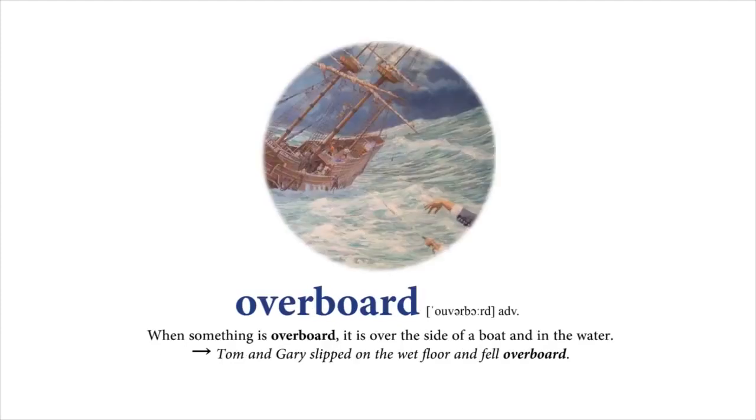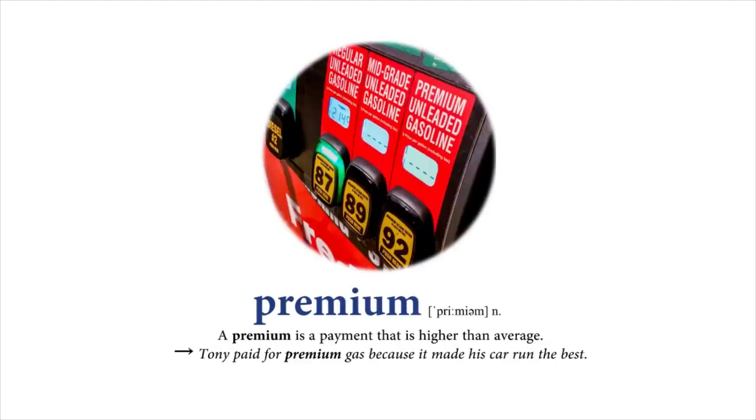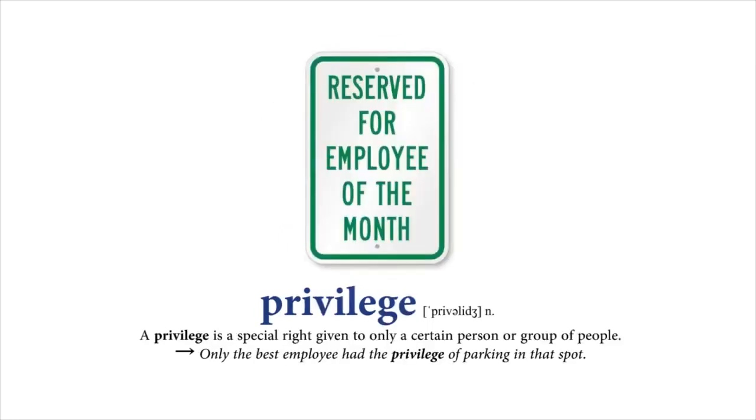Overboard. When something is overboard, it is over the side of a boat and in the water. Tom and Gary slipped on the wet floor and fell overboard. Premium. A premium is a payment that is higher than average. Tony paid for premium gas because it made his car run the best. Privilege. A privilege is a special right given to only a certain person or group of people. Only the best employee had the privilege of parking in that spot.